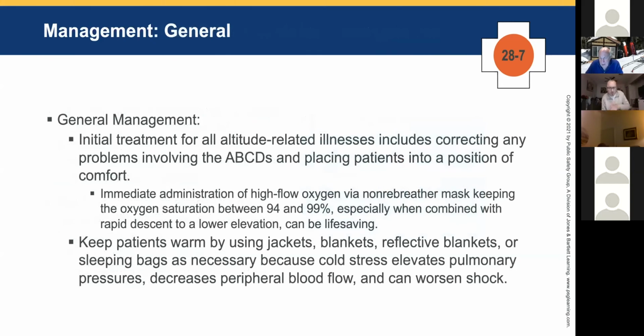The oxygen is not a cannula. Initially, you're going to use high flow oxygen by a non-rebreather mask, keeping the oxygen saturation between 94 and 99%. What is the flow rate we typically use with a non-rebreather mask? 10 to 15. 10 to 15, right. And we keep them warm by using jackets, typically treat for shock.